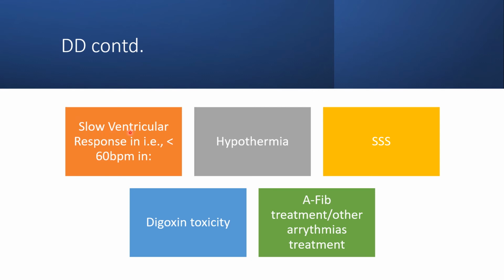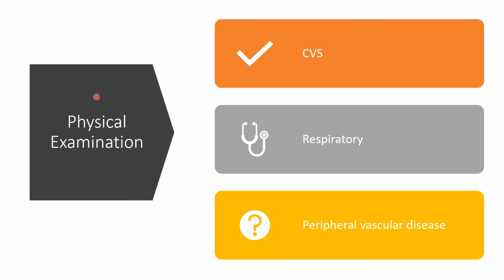We might be dealing with slow ventricular response, meaning the heart rate is less than 60 beats per minute. And in that case, we should be thinking of certain stuff. Like what? Hypothermia, sick sinus syndrome, digoxin toxicity, or already on treatment for AFib or something else. Now, the physical examination. We'll have thorough cardiovascular system examination. We'll have respiratory and peripheral vascular examination.